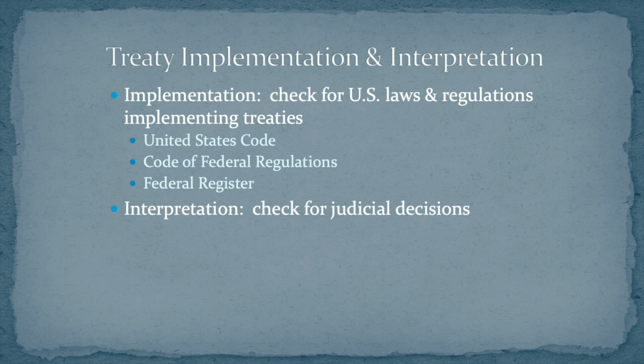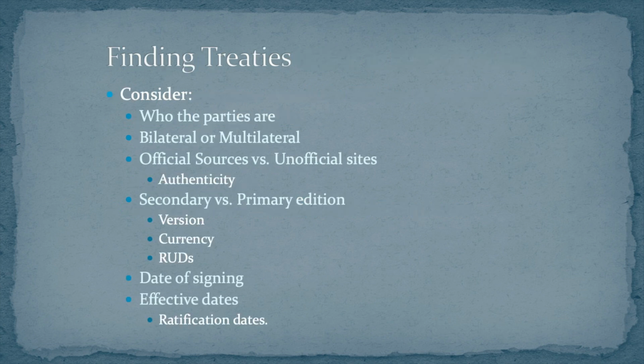But I'm not talking about Indian law treaties yet. I present this information to you because it's very important when we start talking about research with Indian treaties, about what we don't have. When you're finding treaties, you need to consider who the parties are, whether it's bilateral or multilateral. Notice I'm repeating these things because these are the important things, and I've said them more than once, so hopefully you'll remember them. Official sources versus unofficial sources.